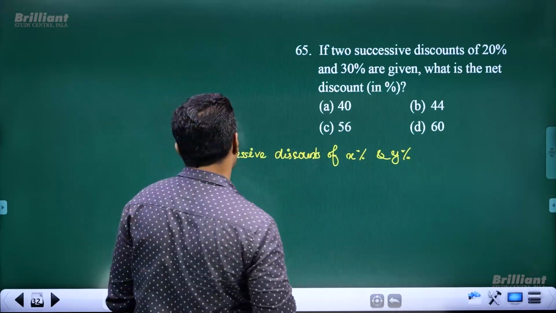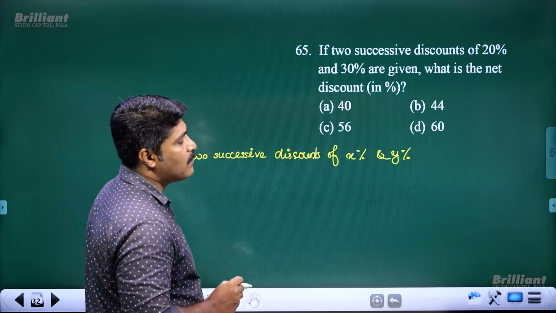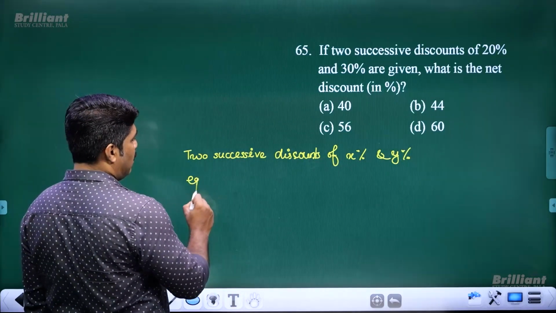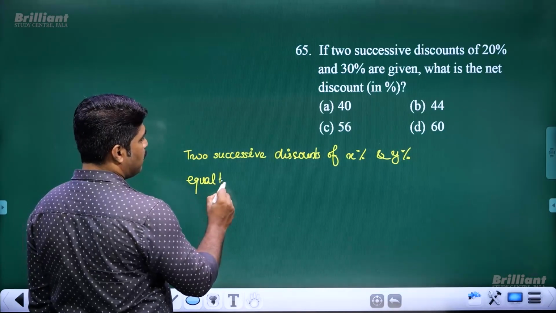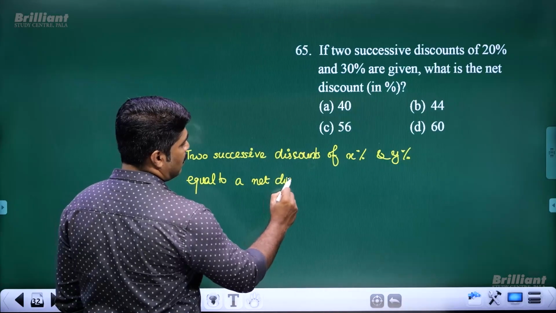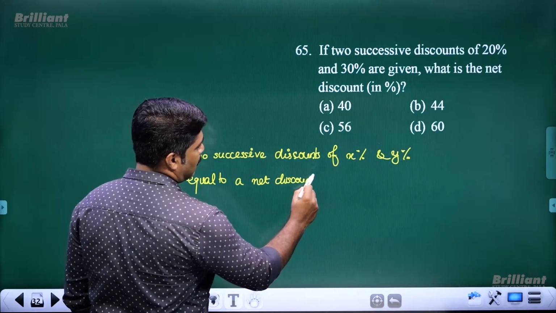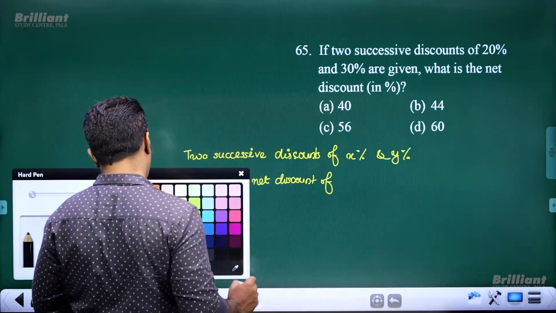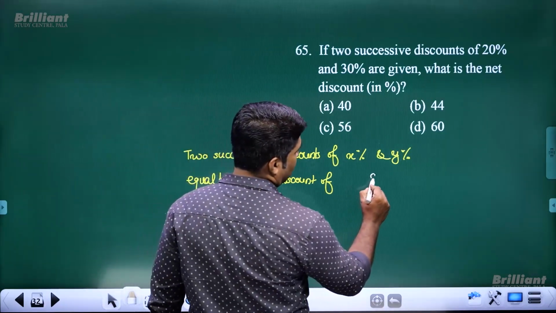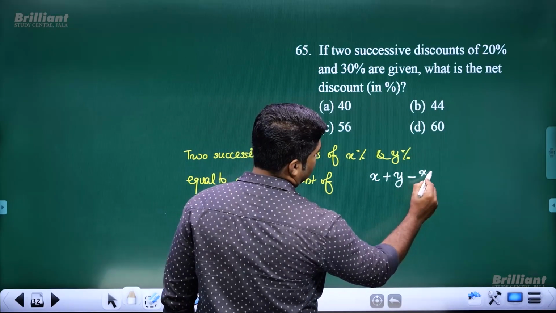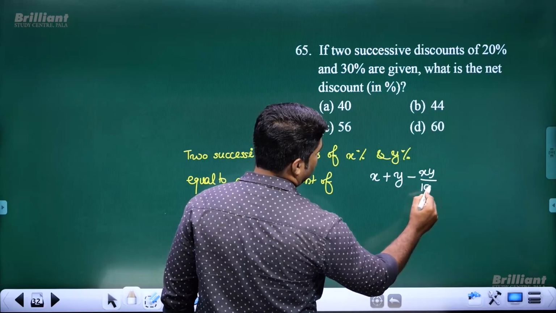That's a trick. Two successive discounts of X% and Y% will be equal to a net discount of, so you can directly apply this result. So what is the net discount here? x plus y minus x into y by 100%.